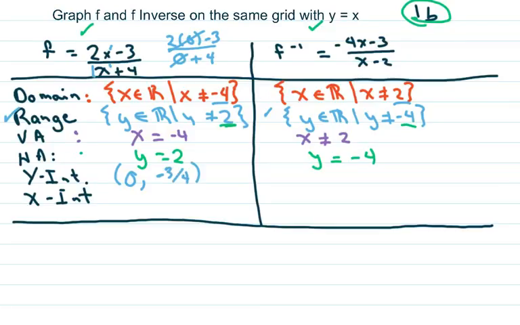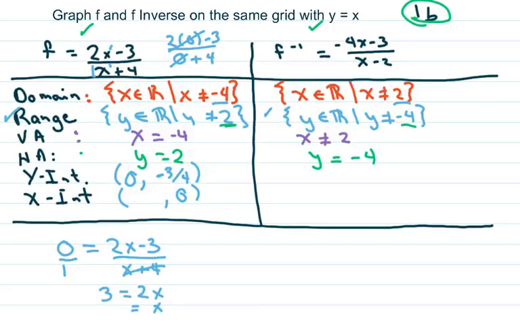And then for your x-intercept, that is when y is 0. So if you let this be y, and you cross multiply, the denominator is just going to go away. So when you solve for x, you add 3 to both sides, you get 3 equals 2x. So x equals 3/2.